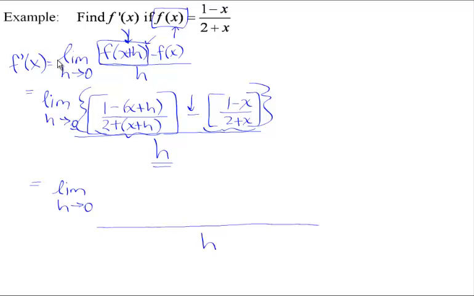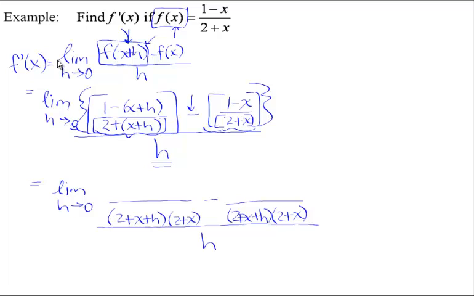The way that I add or subtract fractions is to find a common denominator. The common denominator for both of these terms is going to be 2 plus x plus h times 2 plus x. Then I'm going to have a minus. And this term will have a denominator of 2 plus x plus h times 2 plus x. So I want to rewrite these fractions where I don't change their value, I just change the way they look, and where I can hope to get one fraction in the numerator instead of two.